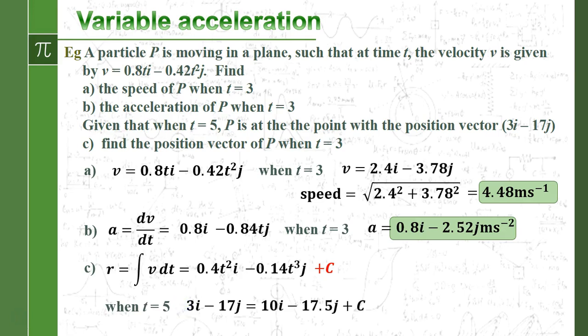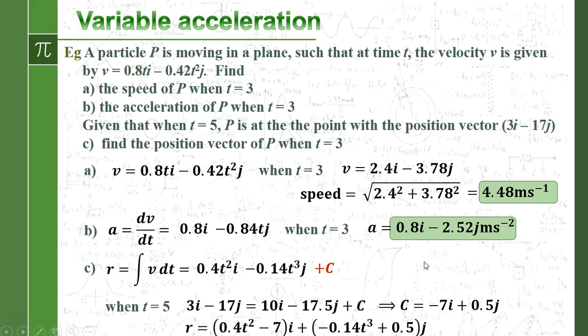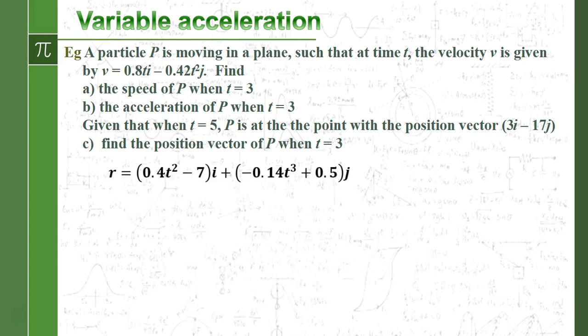So when t equals 5, our displacement 3i minus 17j is, and there's when t is 5 plugged into there, and so that gives us c as a vector, which means our displacement vector is now (0.4t squared minus 7)i plus (minus 0.14t cubed plus 0.5)j. And then we want the position vector when t equals 3, so now let's put t equals 3 into there, and that gives us our position vector, and there we go.